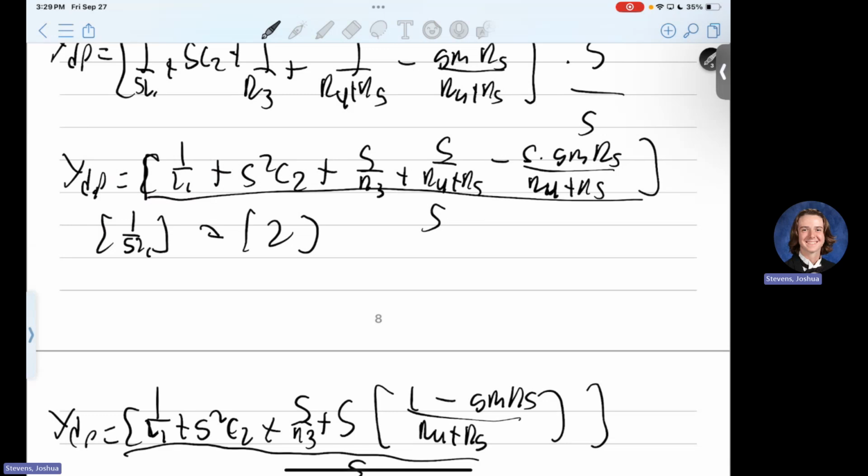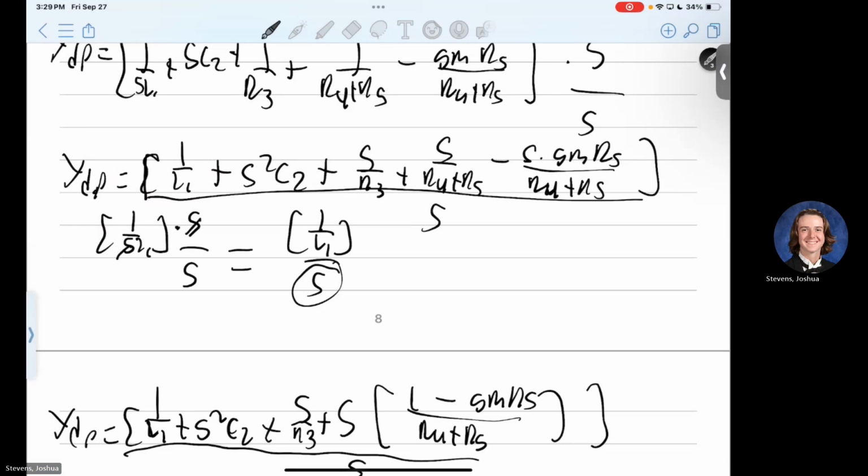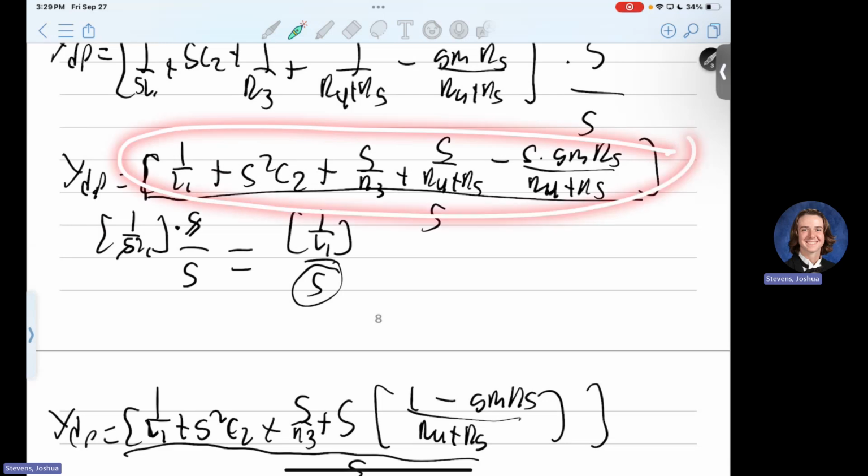So this is just one term. But to get rid of the S, we would multiply by S over S. Therefore, that would cancel out. We'd have 1 over L1 divided by S. Now, this S over here is fine because we want a numerator and a denominator. But in the terms in the numerators and the terms in the denominators, we do not want to have fractions. Does that make sense?